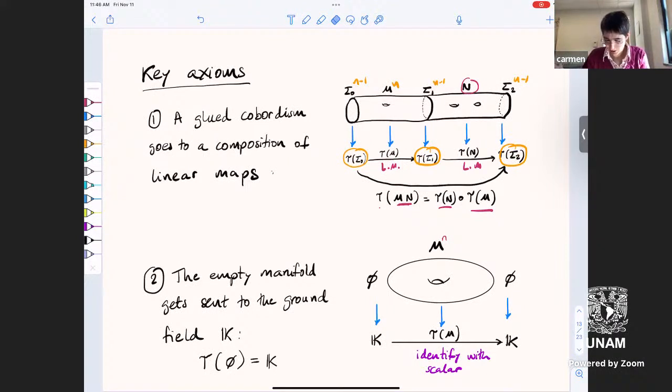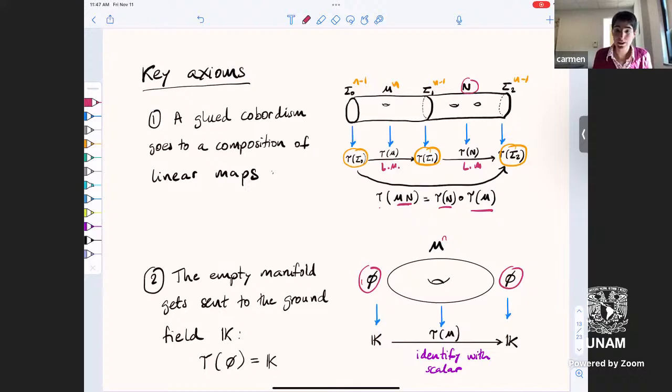Okay, so going back again to the axioms, Atiyah's axioms. The second one that we really need is that the empty manifold gets sent to the ground field. So that is important. And why is that important for us? Well, let's look at this picture. If we have our cobordism right here, now I have an empty manifold, and I have another empty manifold. How am I understanding this? I am understanding my closed manifold as a bordism from empty to empty.